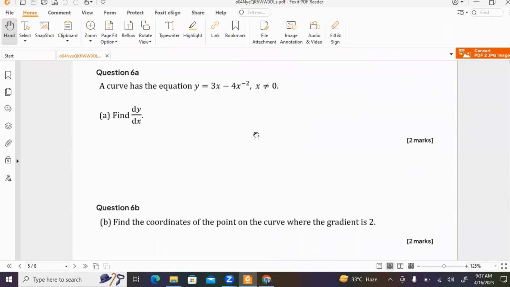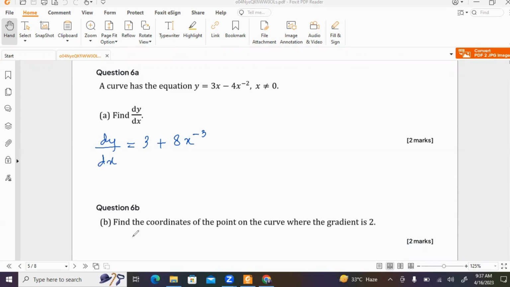If you look at question number 6, it says a curve has the equation y equals 3x minus 4 x to the power of negative 2, x does not equal 0. Find dy by dx. Same thing. It's going to be 3 plus 8 times x to the power of negative 3. It says find the coordinates of the point on the curve where the gradient is 2. One thing you need to remember about derivatives is that when you differentiate a curve, the equation you get basically represents the gradient, or the slope of the curve.